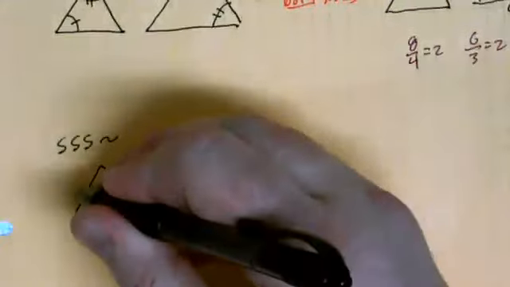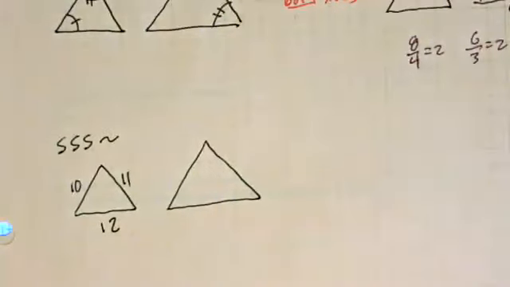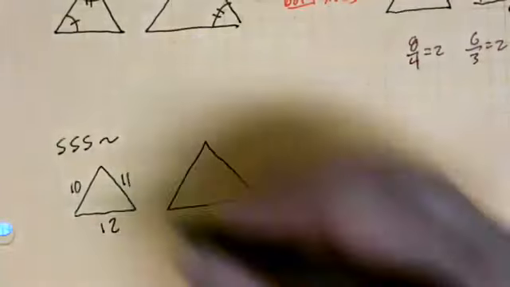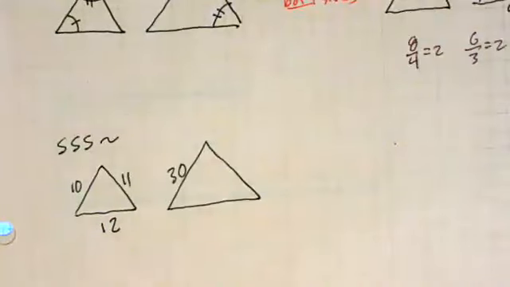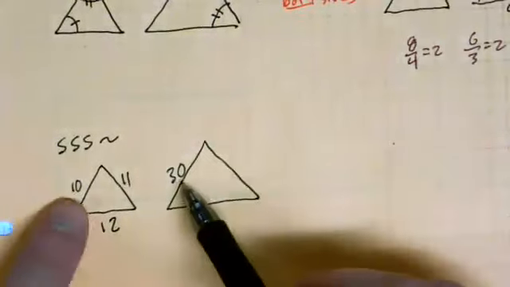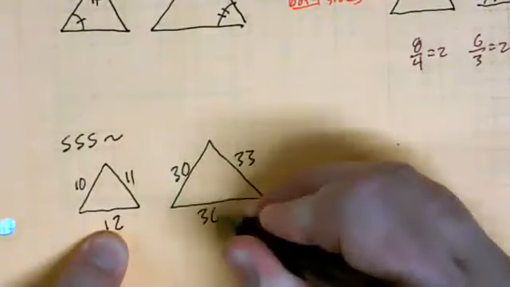And I'm just making up some numbers here. I'm going to go 10, 11, 12 for this triangle. And then I'm going to go 30. 30, what's my scale factor here? 3, so 11 times 3 is 33 and 36.